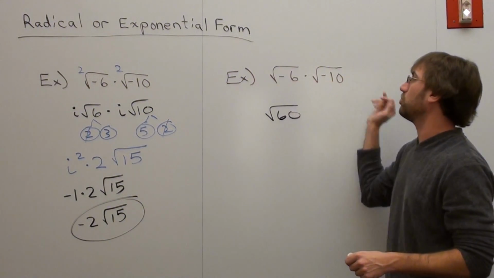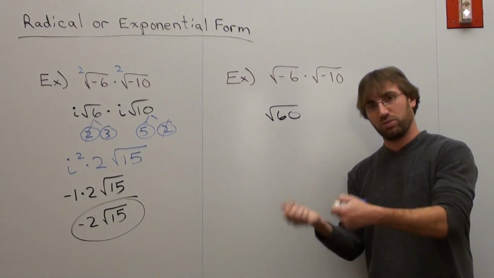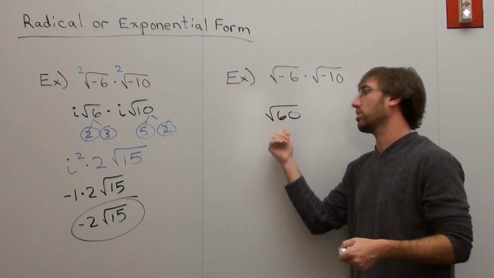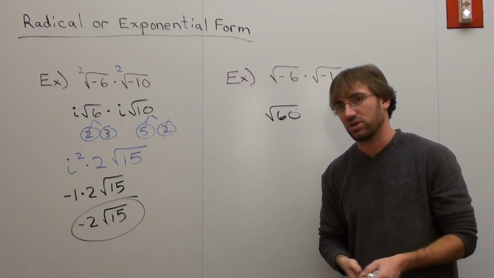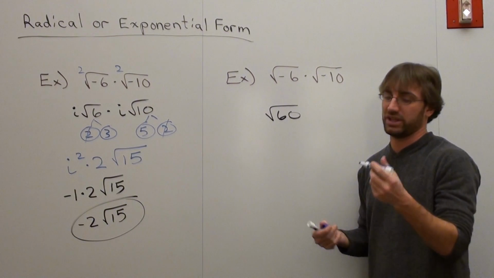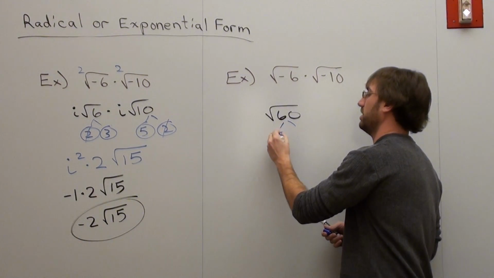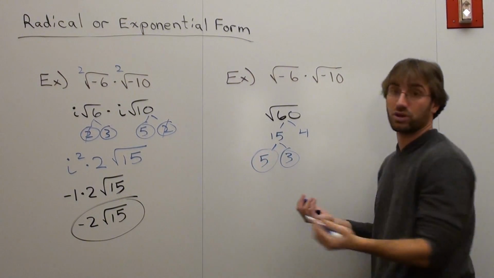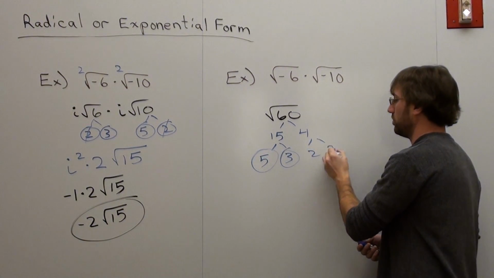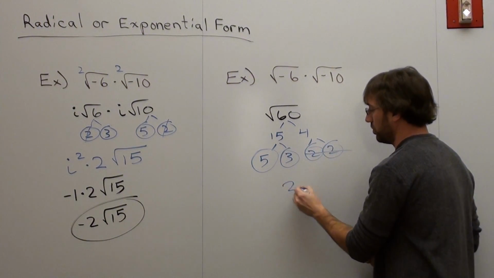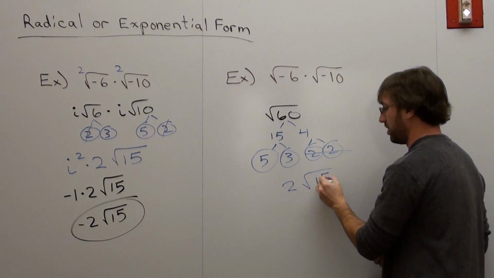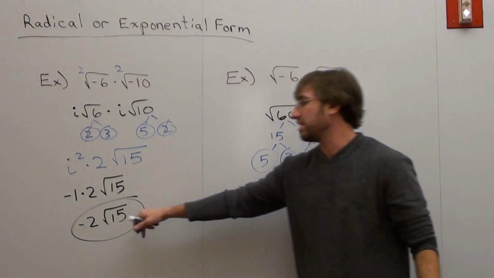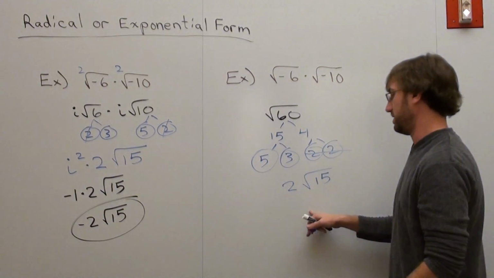Now, if you tried the problem multiplying before pulling out the i's, what you're going to get is square root of 60. That actually is not correct. The reason, very simply, is, okay, I'm going to split this up. 60 is 15 times 4, so 4, 5, 3, circle your primes. 2 and 2 pair up and come out, and 5 and 3 don't have a partner, so you get 2 square root 15. This is our answer. This isn't.